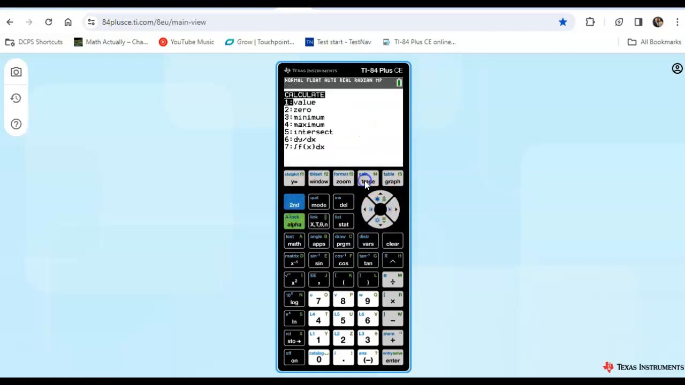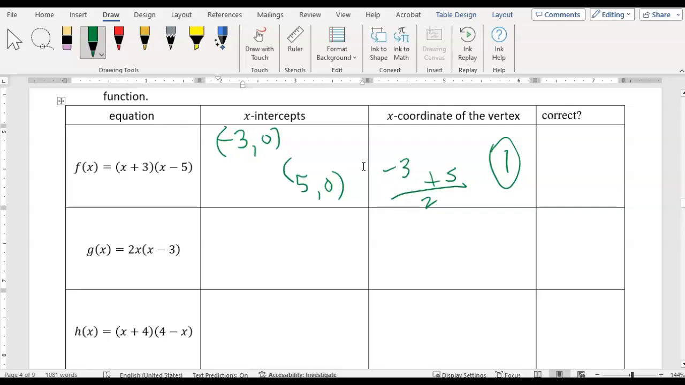And then we can do the same thing for the vertex by doing second calc. And here, again, we're going to do minimum because it is the lowest point on this graph. Our vertex is the lowest point this time. So set a left bound, set a boundary on the right, hit enter, and it's going to guesstimate, and it says 1.000011 with a y value of negative 16, and we did in fact say that our x-coordinate of the vertex was 1, so this is correct.